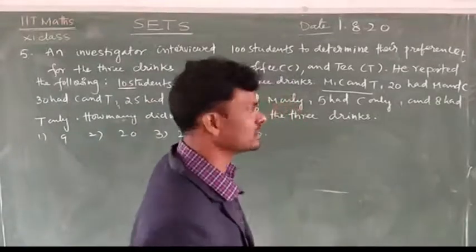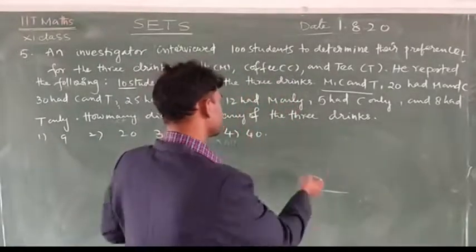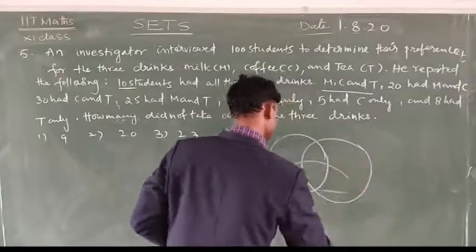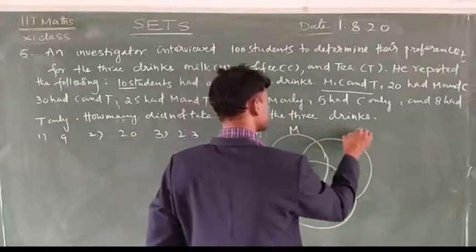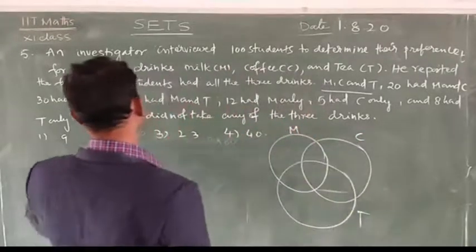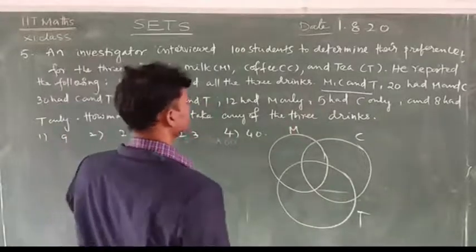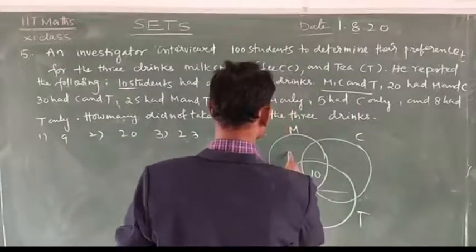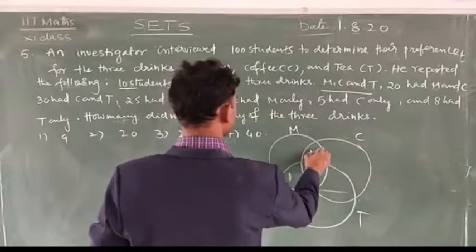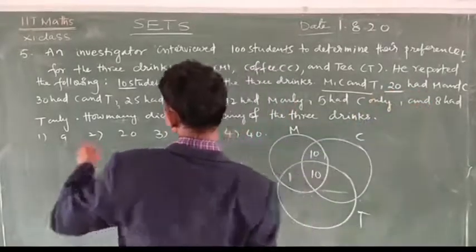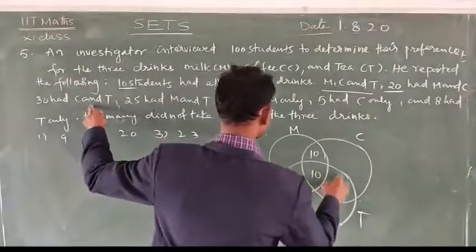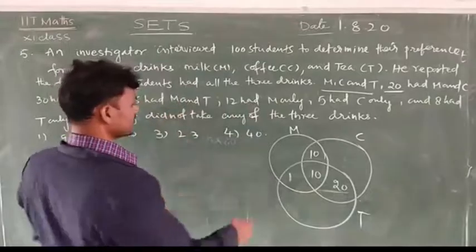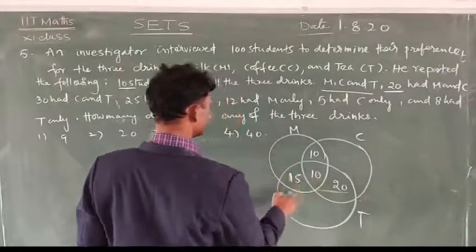This problem is very easy. It looks like a very big problem, but we have to explain it through the Venn diagram. Then it is very easy to solve. This is milk, this is coffee, this is tea. Now see here, 10 students had all 3 drinks. This is 10. Next, 20 had M and C, which means this is also 10 plus 10, 20. Next, 30 had C and T, which means here this is 20 plus 10, 30. 25 had M and T, which means this is 10, this is 15.